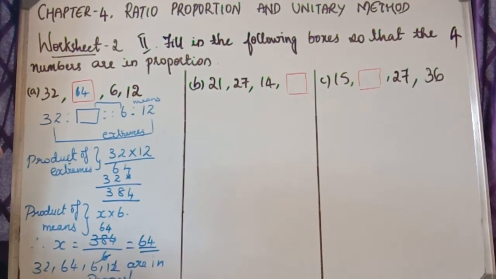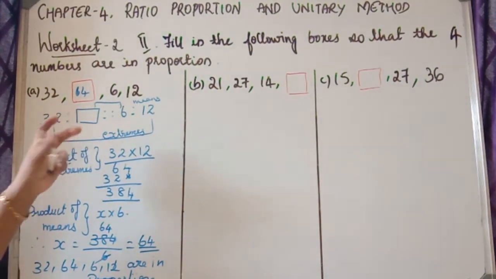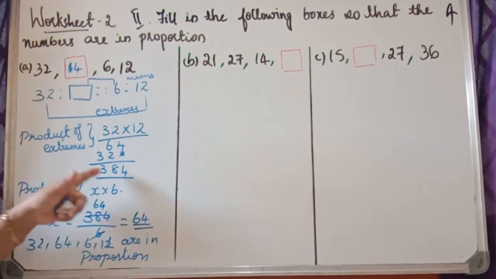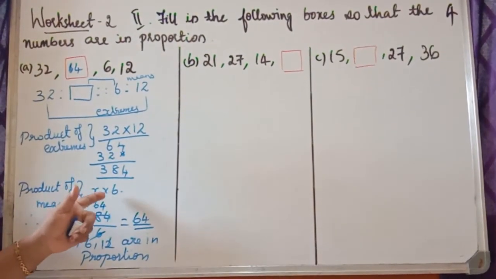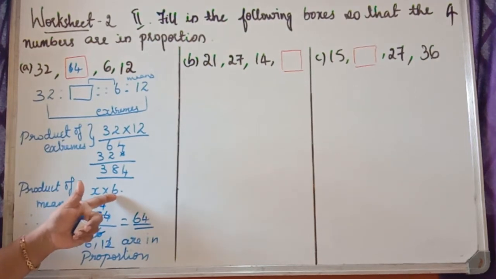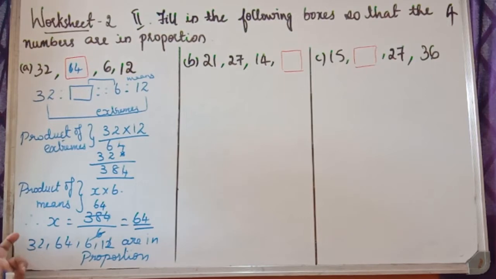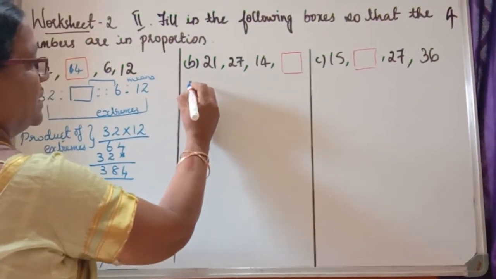First we have to multiply the two terms we got. We'll find that out. Then with the help of that we have to divide by the remaining one given, and find the x. Then we have to write they are in proportion. Now we'll move to the second sum.